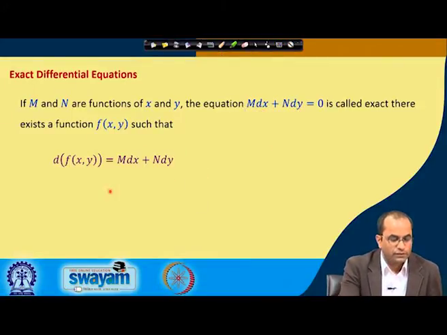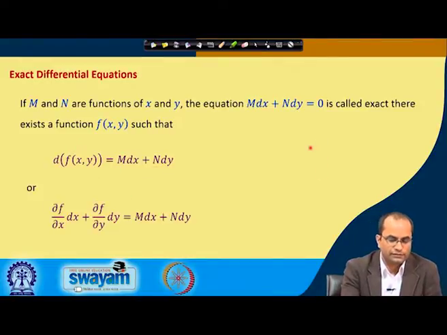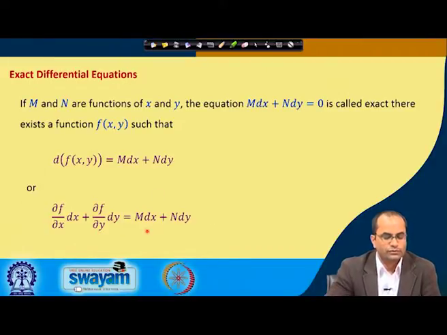Either we find this f whose differential is this, or in other words, as we have discussed already, the differential is defined as the partial derivative with respect to x times dx plus the partial derivative with respect to y times dy. It must be equal to M dx plus N dy.